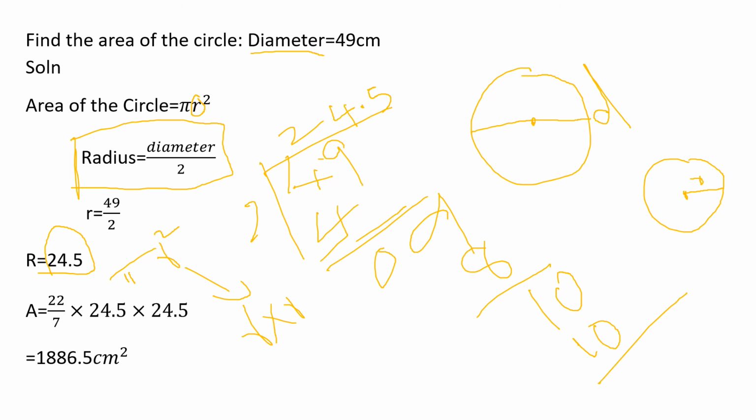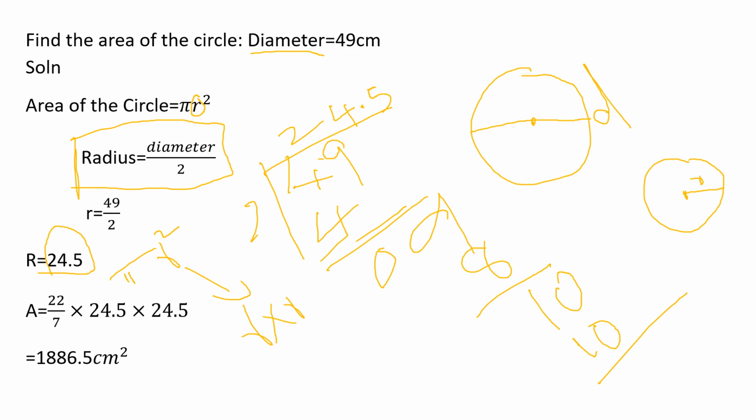And you want to check whether you are getting 1886.5 centimeter square. Are you getting this? Check it, children. You want to check it, okay? So check whether you are getting this answer or not. Okay, so if in the question diameter is given, you want to convert that to radius by using this formula, then you can apply in the formula.